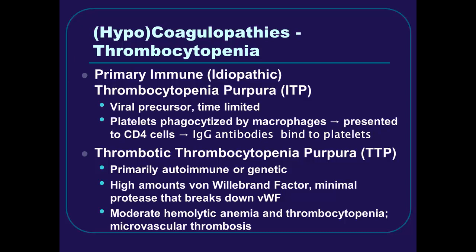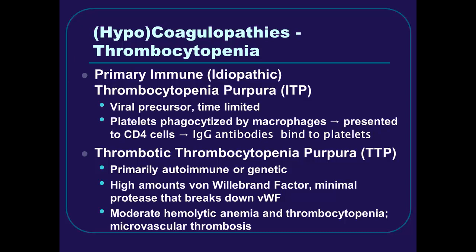Now that is different from TTP, or thrombotic thrombocytopenia purpura. This is primarily an autoimmune disorder, or in children, look for a genetic cause of this. And in kids, it is more likely to be a genetic disorder, and it becomes a chronic, relapsing, remitting disorder. Now, this is much less common than ITP. Now, let's talk about it, though.